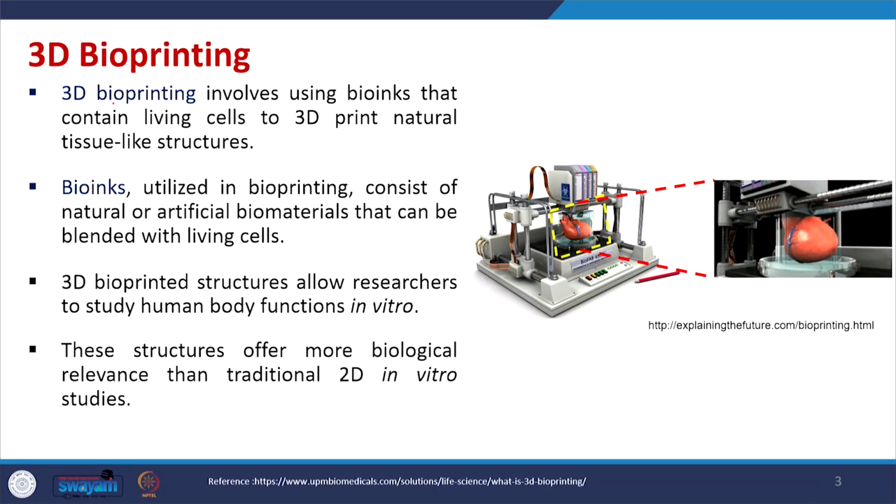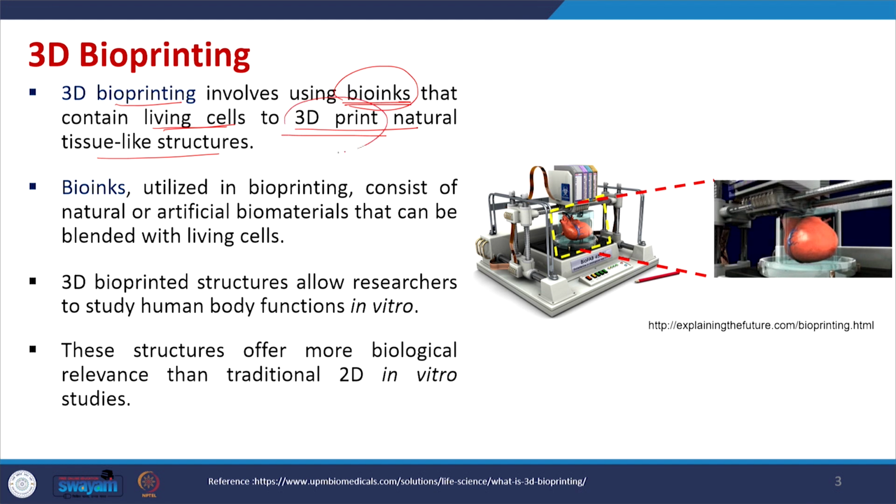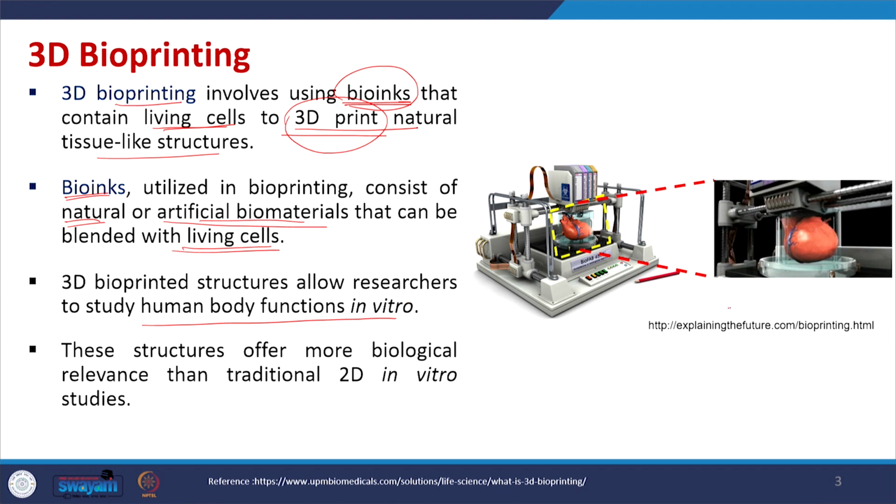The 3D bioprinting process involves using bio inks that contain living cells to 3D print the natural tissue-like structures. So that means we are going to use the bio ink and we are going to print an artificial organ or artificial tissue using the 3D bioprinter. And this bio ink is made up of natural or artificial biomaterials and that is blended with the living cells. And we can print the artificial organ or tissues, and that will allow the researchers to study the human body functions in vitro. So this is the conceptual bioprinter.